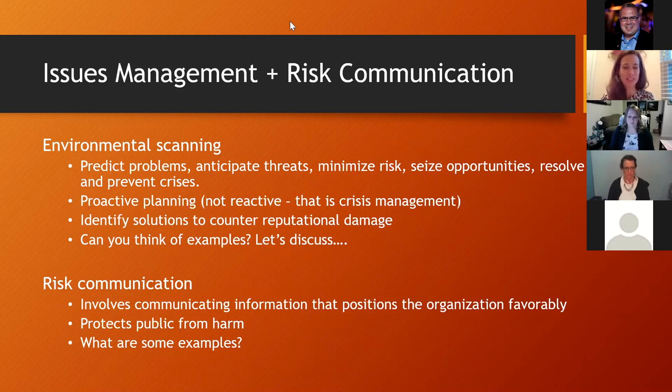Let's discuss those examples of things that can be avoided, right? Issues that can come up in an organization or business where you can do some proactive planning, identifying solutions on how to counter it. These aren't immediate emergency type of situations, but what are some issues that you can think of?